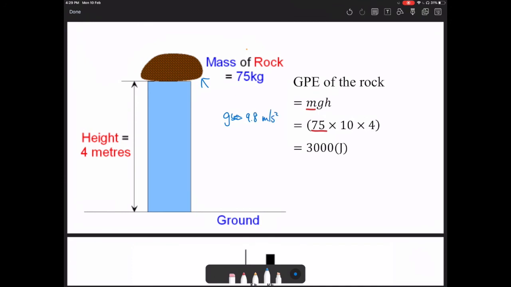But usually we use g is approximately equal to 10. It is easier for our calculation. So we substitute g equals 10. And h is the height, right? Height is 4 meters. So we substitute h is 4 meters. Then we can calculate, the answer will be 3000 joules. Therefore, the gravitational potential energy of the rock will be 3000 joules.